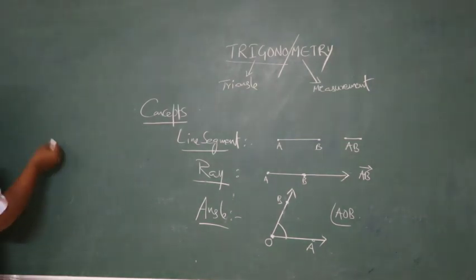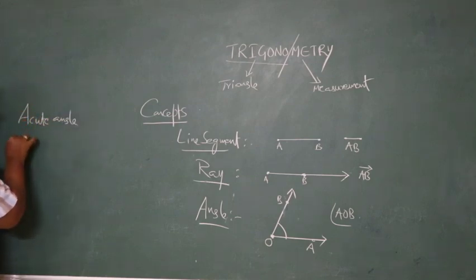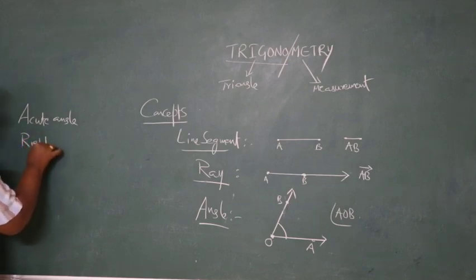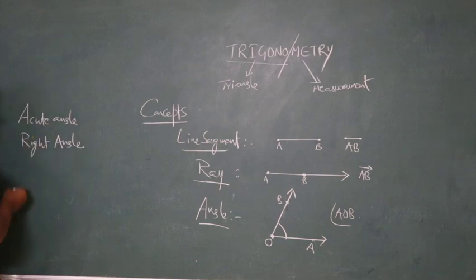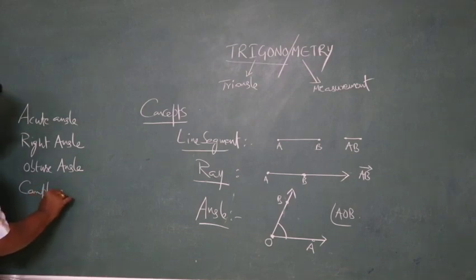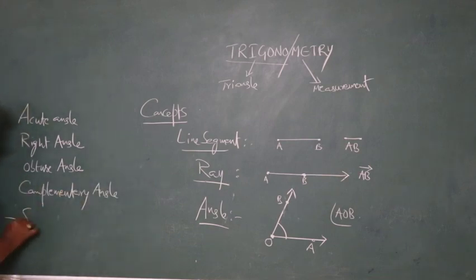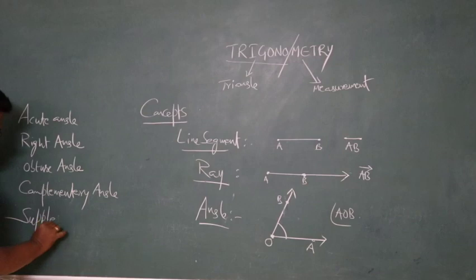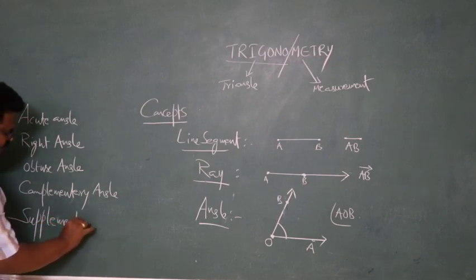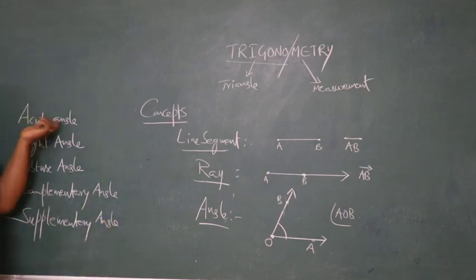Next, in the angle, there are so many types, that is acute angle, right angle, next obtuse angle, next complementary angle, and supplementary angles. These are very important. So, the first one is acute angle.